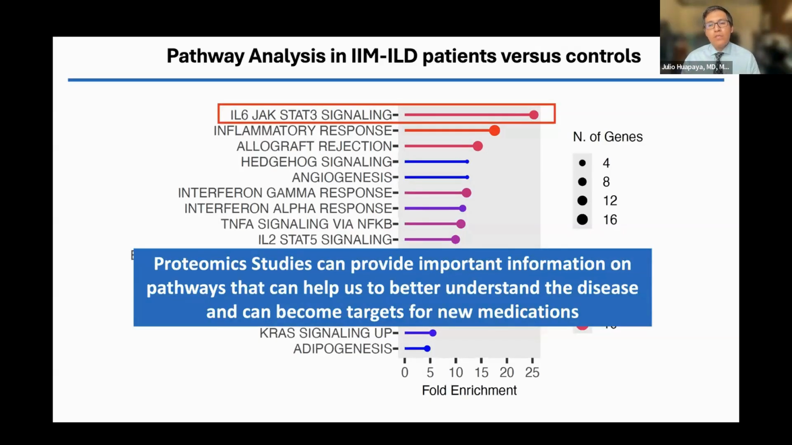And again, this is just to give you a brief example using the targeted data from our 184 proteins. We were able to see that the IL-6 signaling pathway was enriched in our data. And again, this will help us, especially when we look at the 11,000 proteins, to potentially look at other pathways that could become targets for new medication.